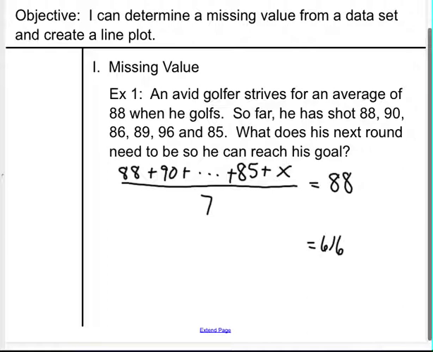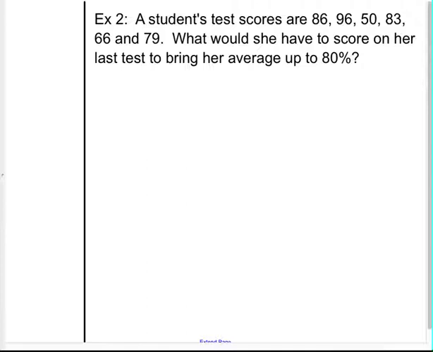And simplifying, adding all of his rounds of golf together so far, we get 534 plus his unknown round of golf. So when we subtract 534 from both sides, it turns out he needs to shoot a round of 82 in order to reach his goal. We're going to look through that one more time, since this is kind of a challenging topic.